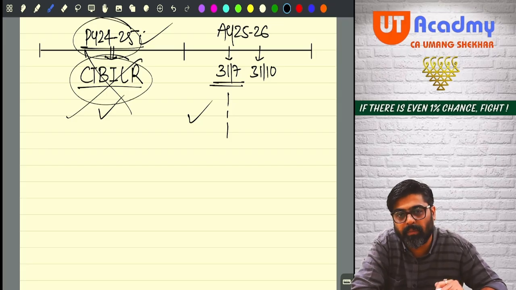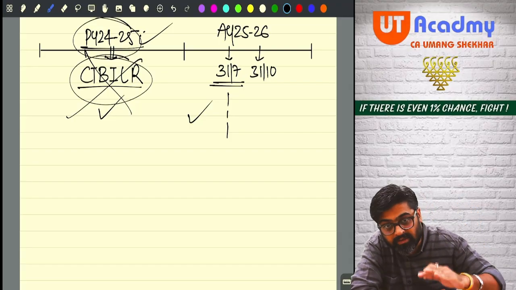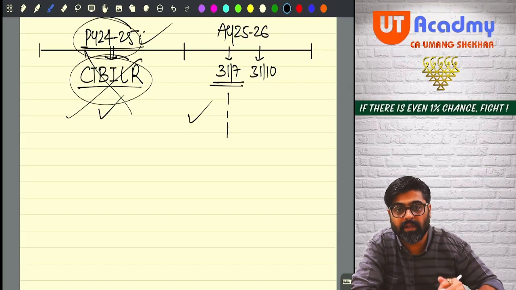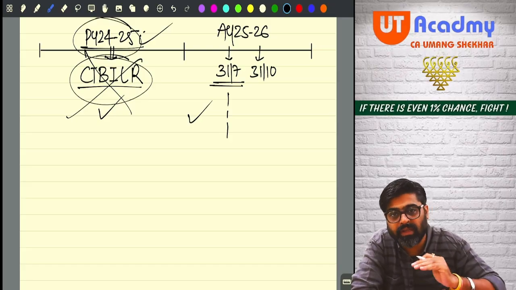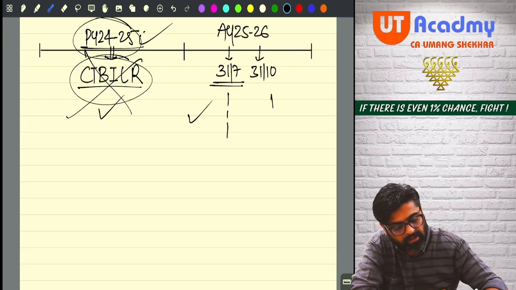When will these expenses be allowed? Later on, in the year in which they are actually paid, these expenses will be allowed as a deduction out of the income of that year. So if this expense is paid next year, for example in December 25, you have paid this expense.